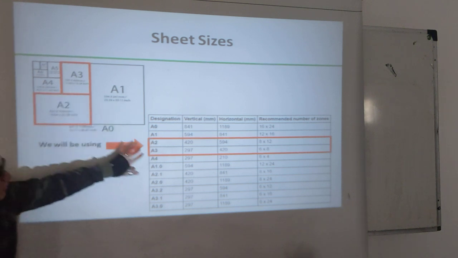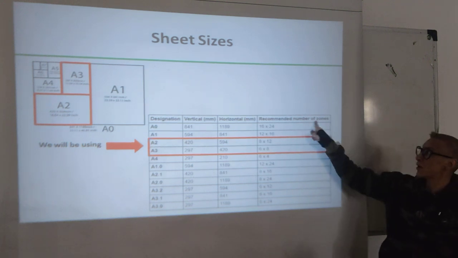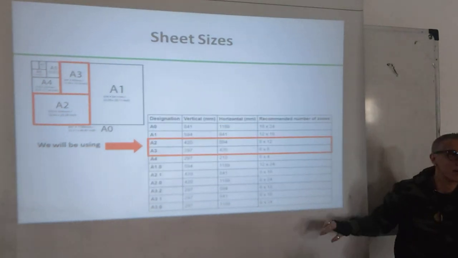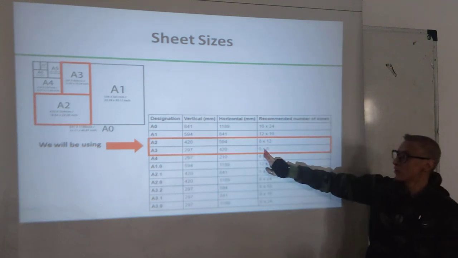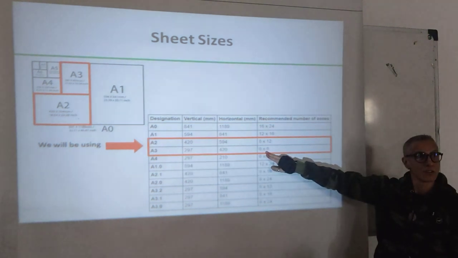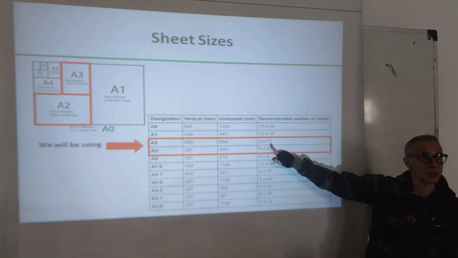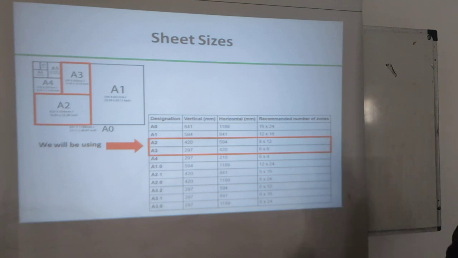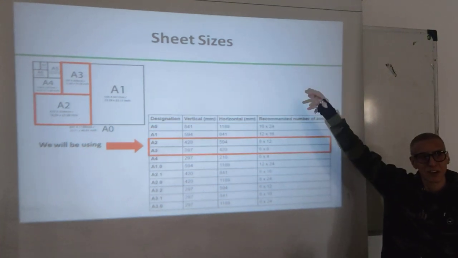Now, the sheet sizes, as we said, affect the number of zones. So how many letters from the side, how many numbers to put from the top and the bottom. For example, the A3 sheet will have 6x8. Okay? The A2, which is bigger, will have 8x12. Okay? And so on. So six letters, eight numbers. Sorry? Six letters? Yes.